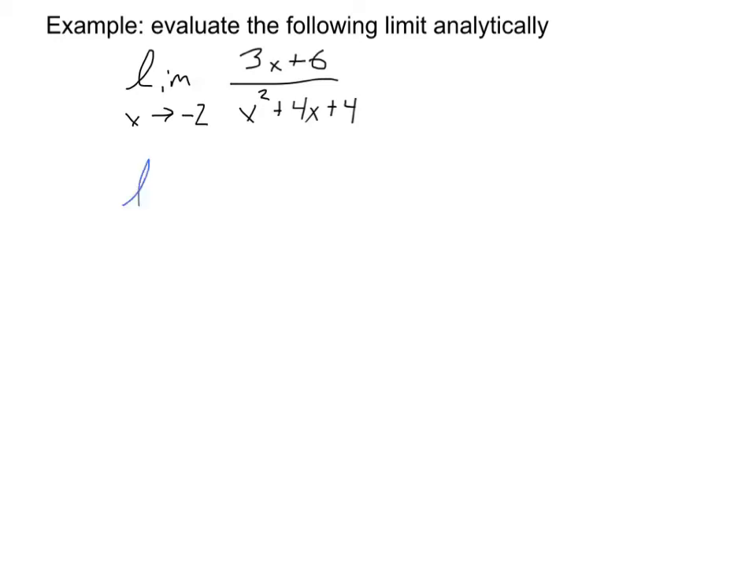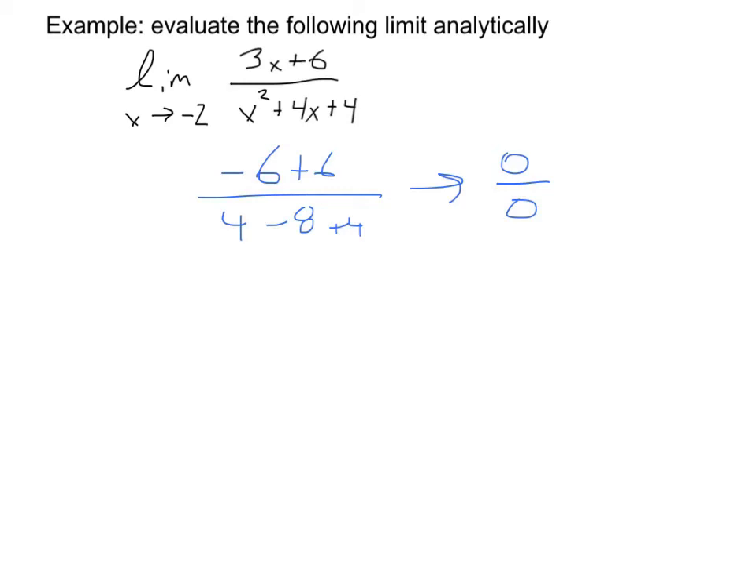So for this one, I want to take this limit. The first step we take in doing a limit is we attempt to plug in the number. So when I try to plug in -2, I end up with -6 plus 6 over 4 minus 8 plus 4, which ends up getting me 0 over 0. Sorry, that's supposed to be an arrow. Ends up getting me 0 over 0. We know what 0 over 0 means: try harder.